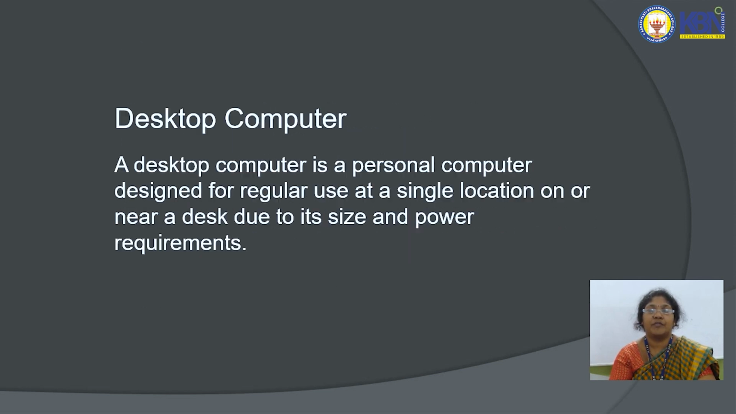Then after that, go for the next one, desktop. First of all, what is a computer? You know very well about computers. A computer is an electronic device that processes data and communicates the data. That's why we need the OS, the operating system. Without the operating system, you can't access any computer. Then what is the desktop?